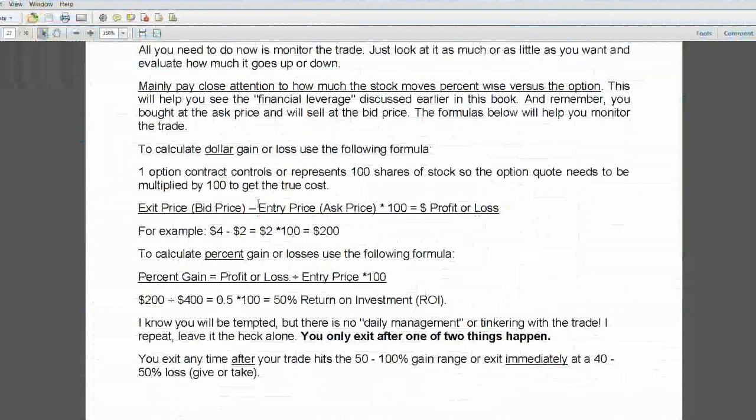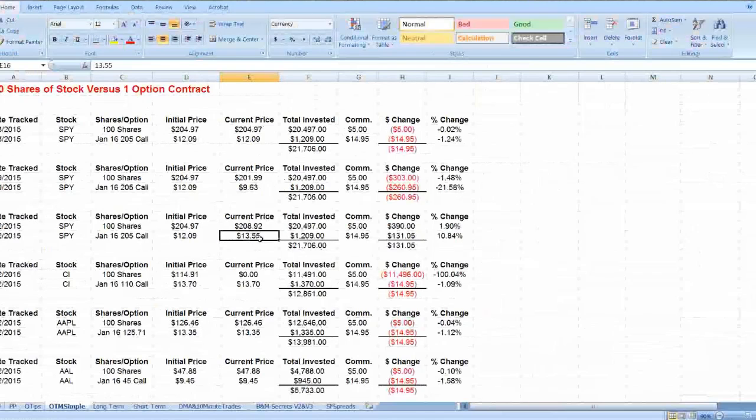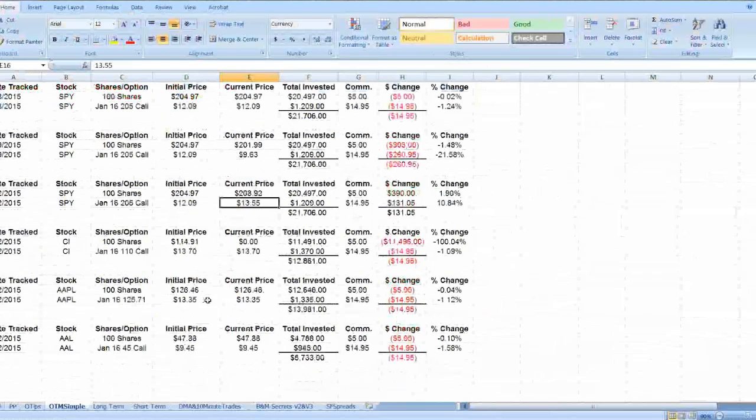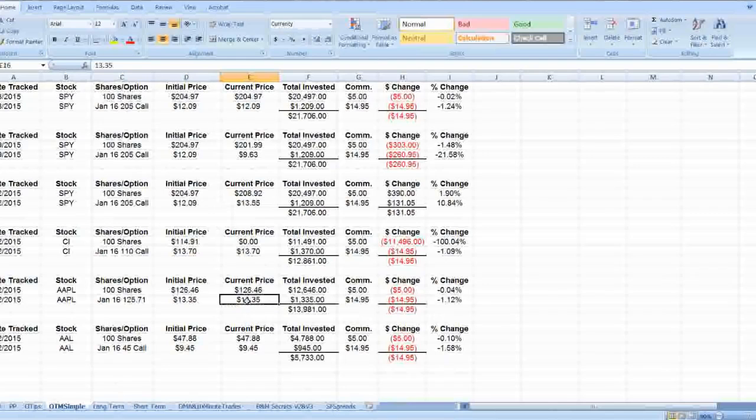I have that formula here. I simplified it because I confused someone initially with the first version. But the purpose of the spreadsheet is so you don't have to calculate it. You can just, again, go to the bid price here and track it on the bid price.